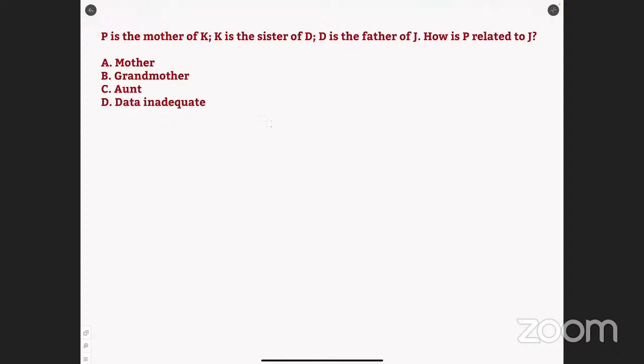So we have mother P, whose children are K and D. Okay, mother of K, and K is the sister of D. So therefore, K and D are children of P. And D is the father of J. So D has one child, J. Now the question is, how is P related to J?